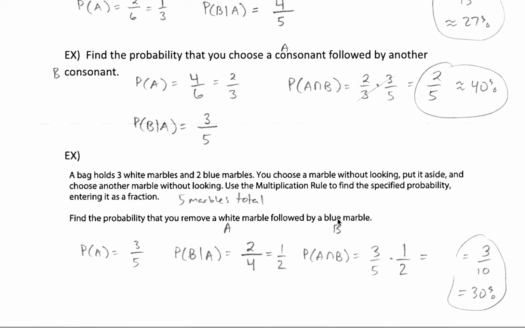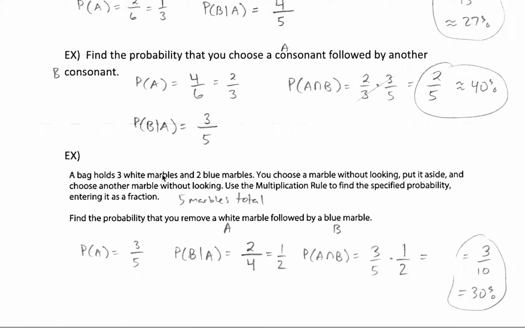One more example. This time we're going to go back to marbles. We have 3 white marbles and 2 blue marbles. And this time again we're not going to put the marble back after we choose the first one. So that would be these dependent events where one affects the other. Find the probability that you remove a white marble first, followed by a blue marble.